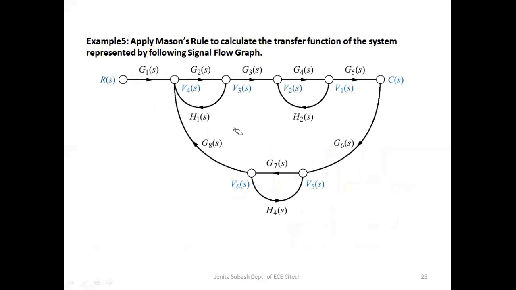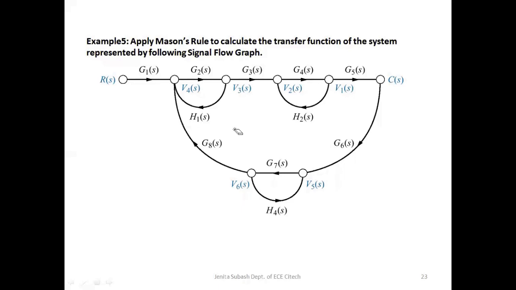Let's take another example. Apply Mason's gain rule to calculate the transfer function of the system represented by the following signal flow graph. Almost 4 problems we have solved with respect to Mason's gain formula for a signal flow graph. Hope you are strong enough to solve this problem.